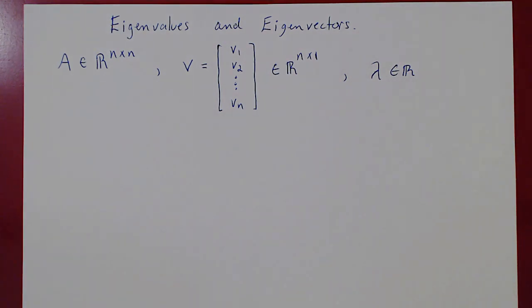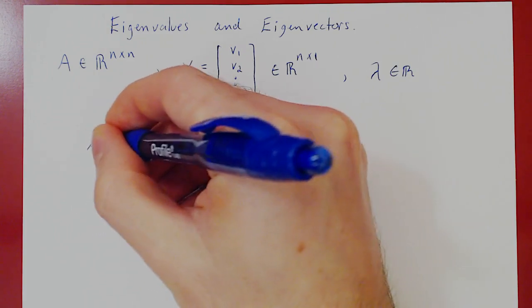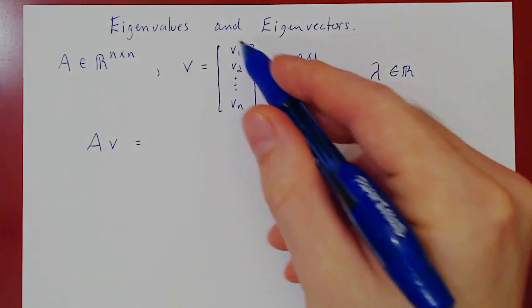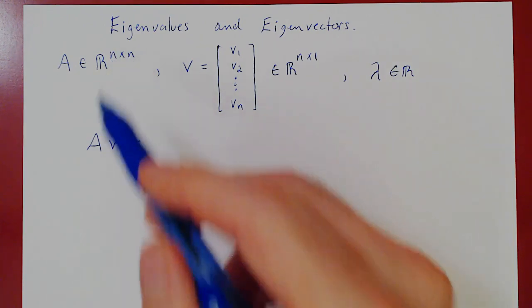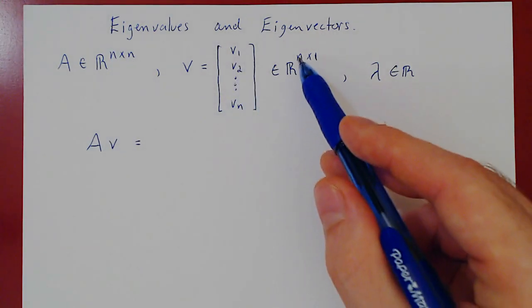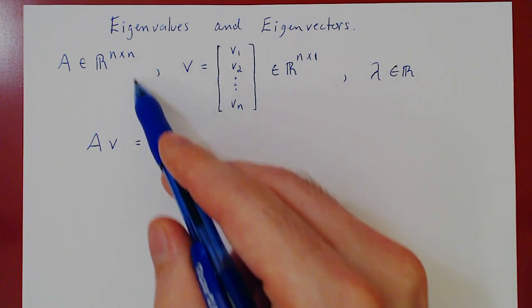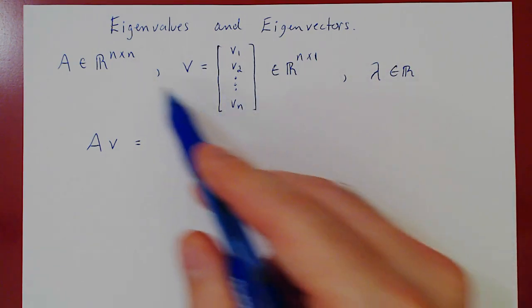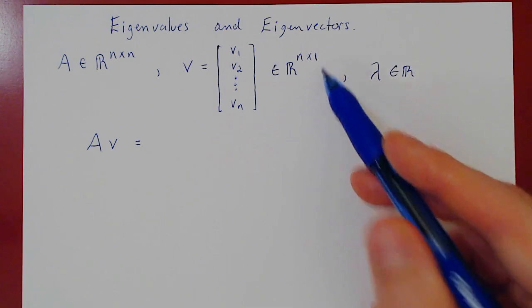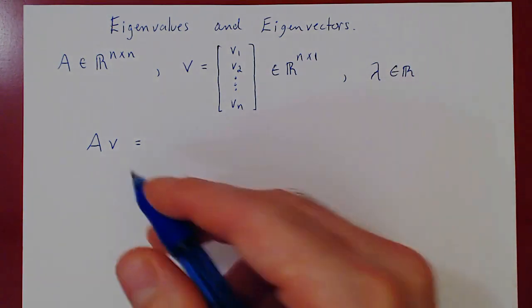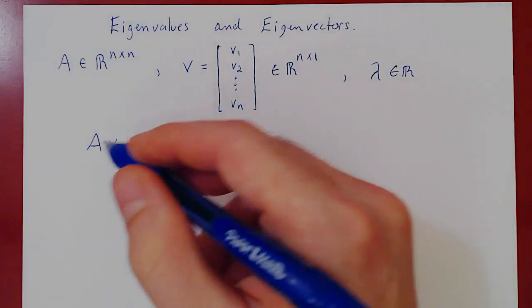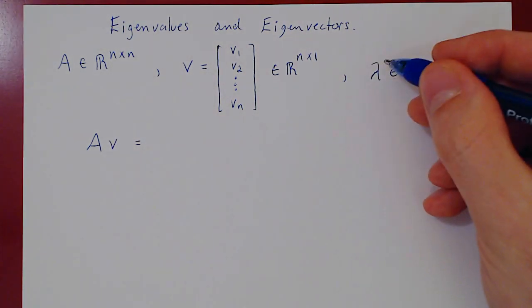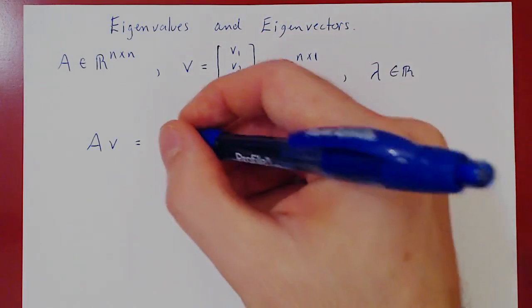And suppose we have the following equality. Suppose that A times V. So we multiply this vector by the matrix A. Because A is an n by n matrix, and the vector is an n by 1 matrix, A times V is defined, and the result will also be an n by 1 column vector. And sometimes, for very special choices of vectors, A times V will simply be a scalar multiple of V.